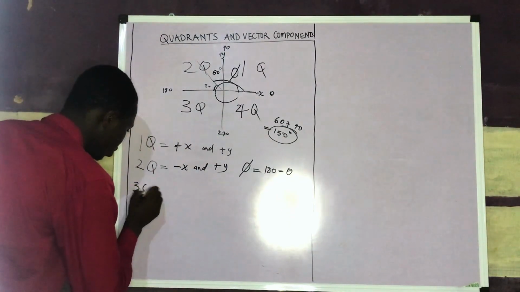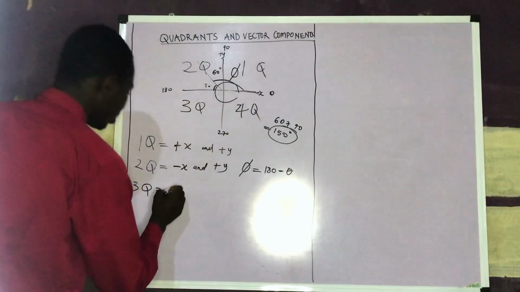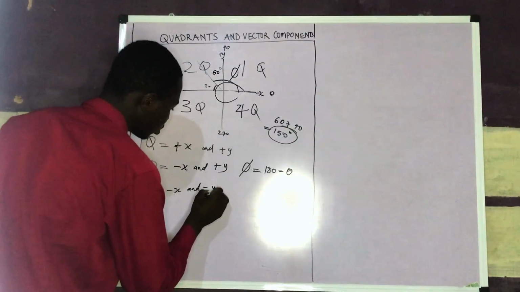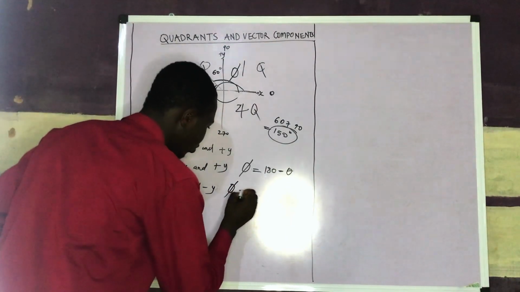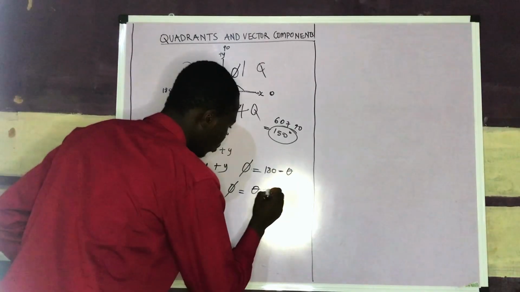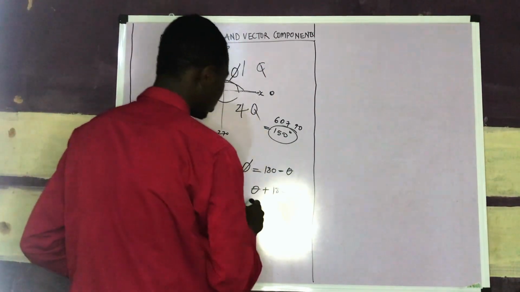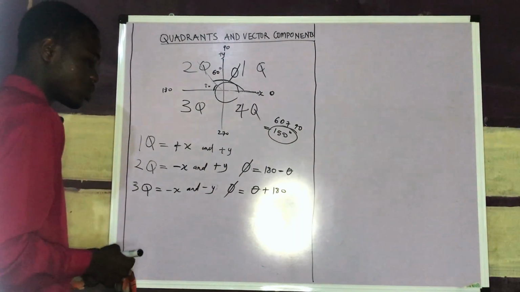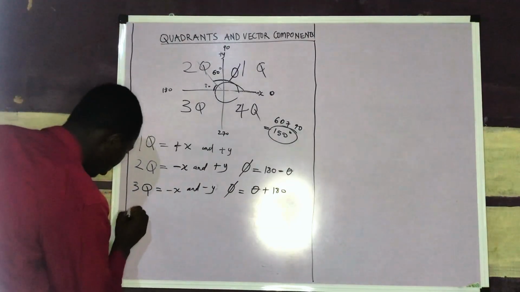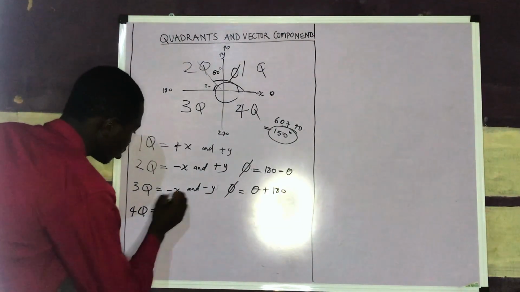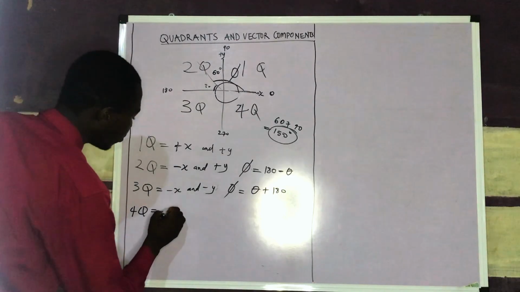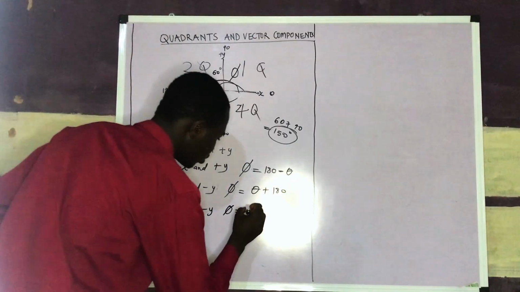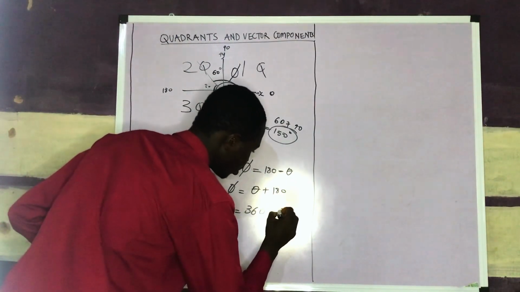So for the third quadrant, that means your x-axis is negative, and your y-axis is negative. So the angle phi in between them will be theta plus 180, right? That is how you get your angle in this place. So to get your angle in the fourth quadrant, that means your angle is in between the positive x-axis and the negative y-axis. Your angle phi will be 360 minus theta.